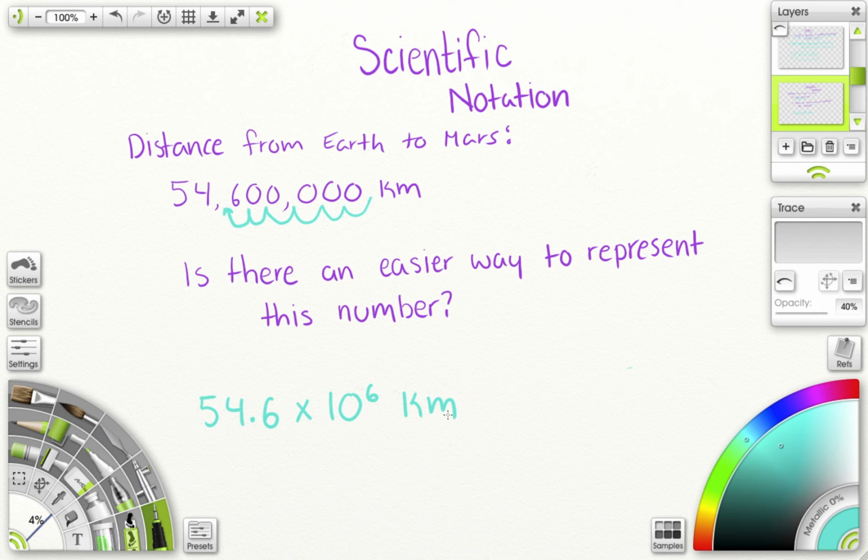Because if I ever expand this number, I can just do 54.6 times, and 10 to the power of 6 is 1 million. So 54.6 times 1 million equals 54,600,000. And there you have it. Let's try a couple other problems.